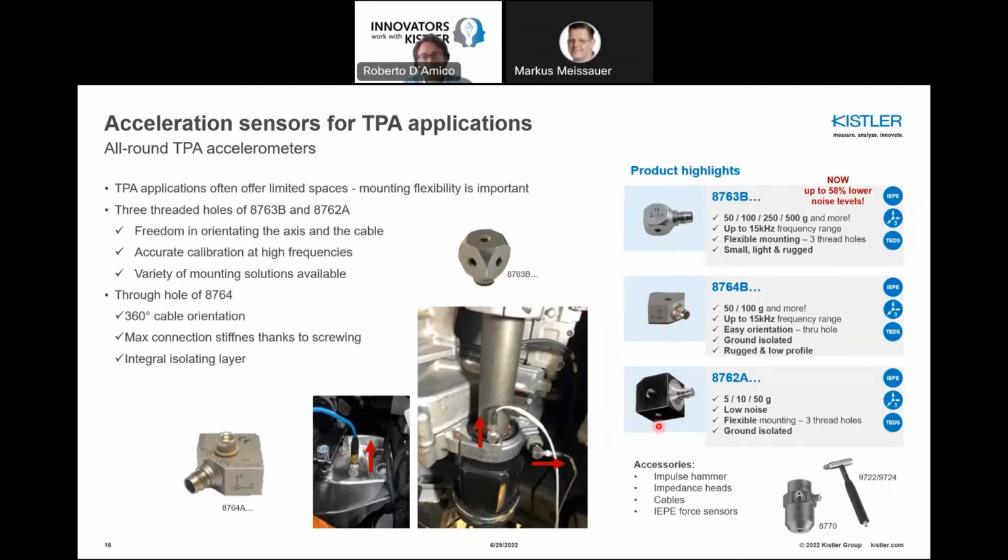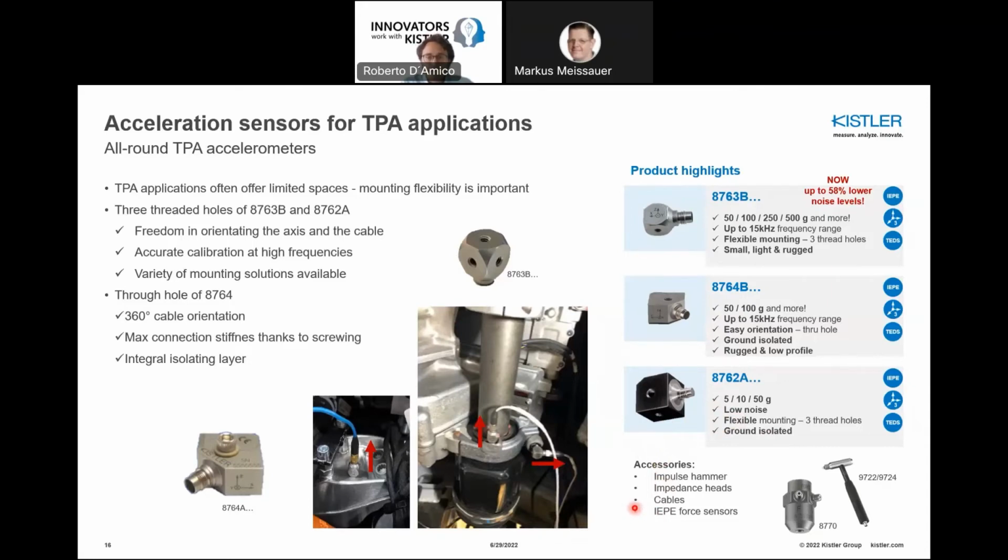Finally, we have an 8762, which shares with the 8763 the 3 holes, one on each side. It is a little bit larger sensor, so I would use it for example for body-wide testing, FRF measurements, where you might want to have lower G ranges, because the sensor goes down to 5 Gs and 10 Gs, which is pretty good for those types of applications where you have an excitation which is not reaching the response very well, for example. Of course, we do have a variety of additional accessories as well, like impulse hammers, impedance head, cables, IEP force sensors, and so on, which can be used for TPA as well.